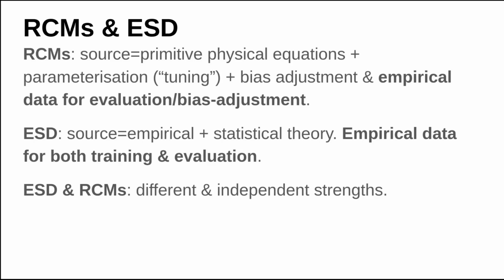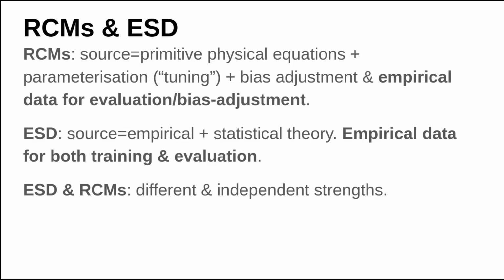And the parameterization scheme needs some tuning in order to match what we see in the atmosphere. Also, the results need to be bias adjusted because the regional climate models are not so accurate and they may be off in terms of a few degrees in temperature and also rainfall. So they require empirical data for both evaluation and bias adjustment. When it comes to empirical statistical downscaling, the source of information is embedded in the empirical data and also the statistical theory. So basically, that means the mathematics of the statistical theory. And empirical statistical downscaling requires empirical data for both training and evaluation.